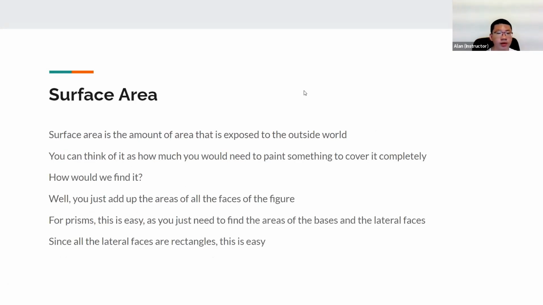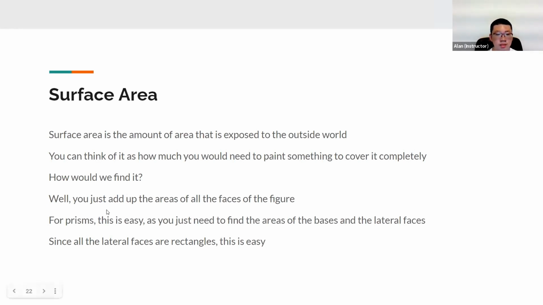And so now we're going to talk about surface area. Surface area is the amount of area that is exposed to the outside. You can think of it as how much paint you would need to cover something completely. And how do we find it? You just add up the areas of all the faces of the figure.